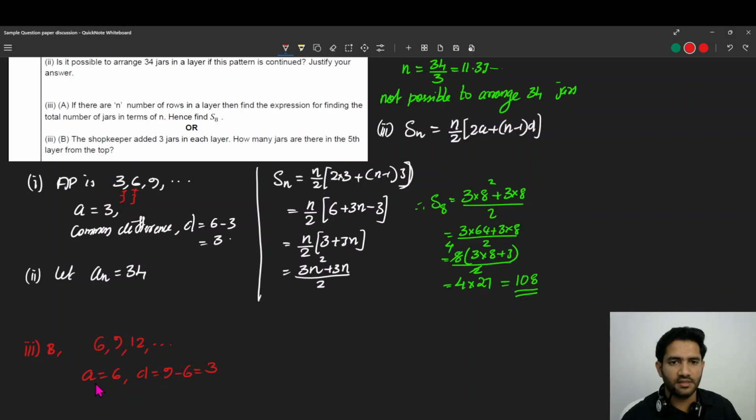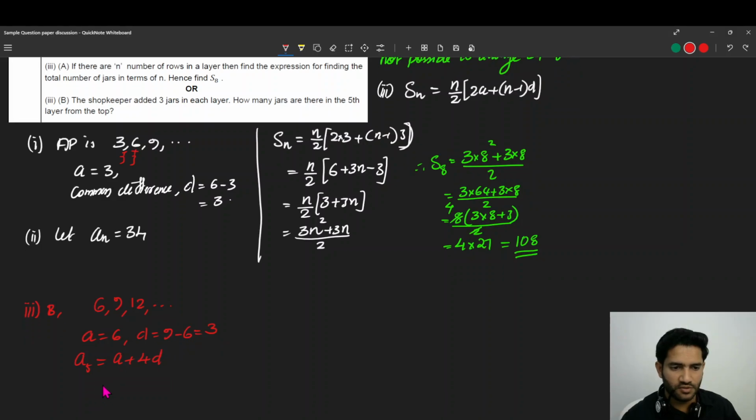Now what's the question here? How many jars are there in the fifth layer? That means fifth layer means a5, a plus 4 into d. So 6 plus 4 into 3. That is 12 plus 6, 18. So 18 jars will be there. Okay. Then next one, the next case study question.